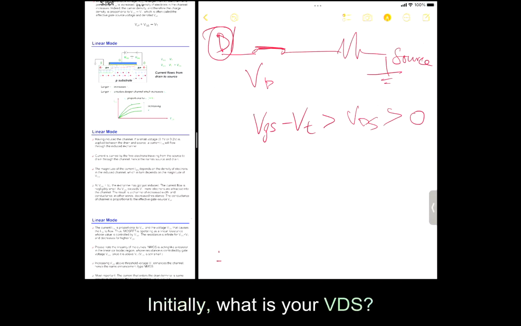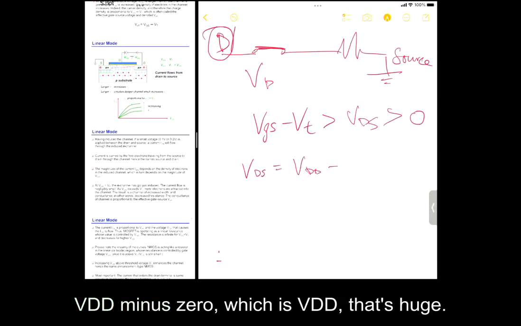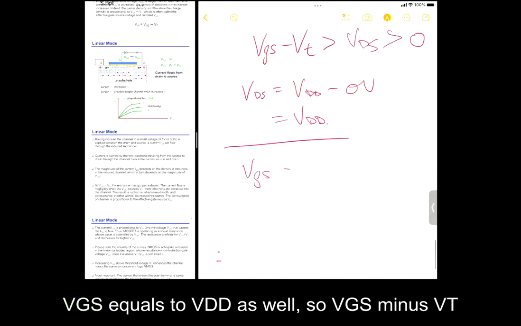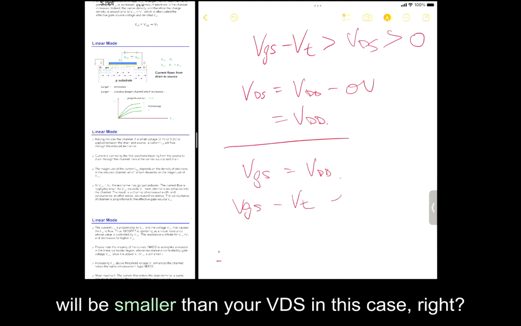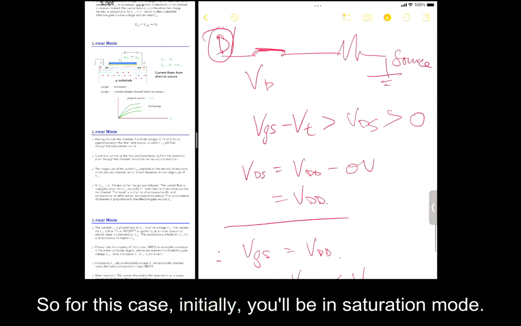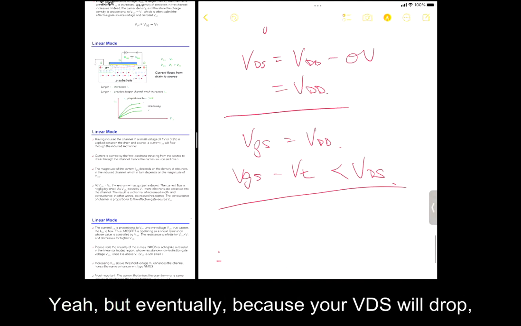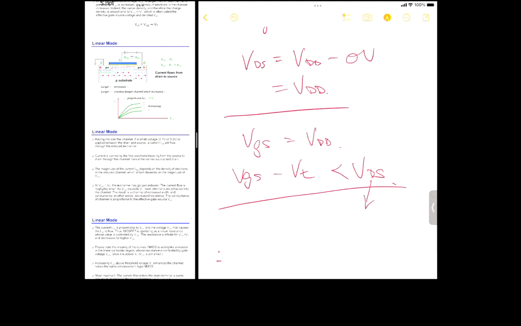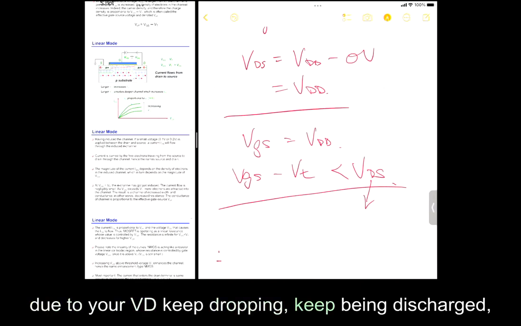Initially, what is your VDS? VDD minus 0 volt, which is VDD. That's huge. VGS equals VDD as well. So VGS minus VT will be smaller than your VDS in this case. So initially it will be in saturation mode. But eventually your VDS will drop, because your VD keeps being discharged.